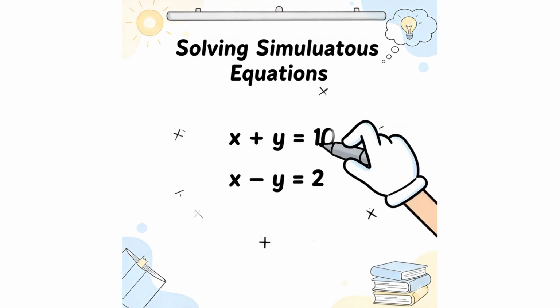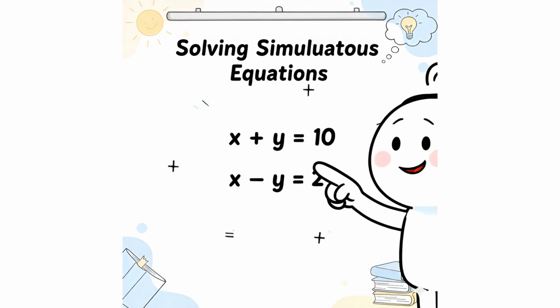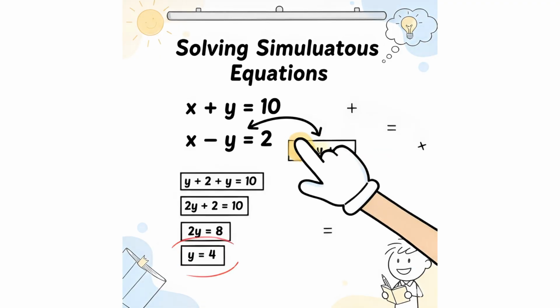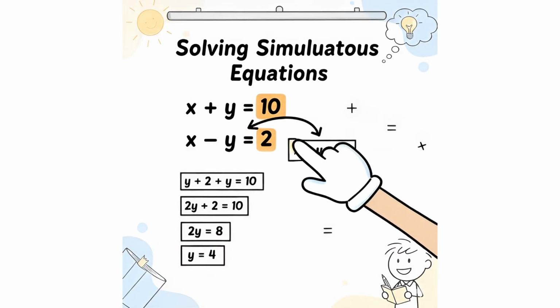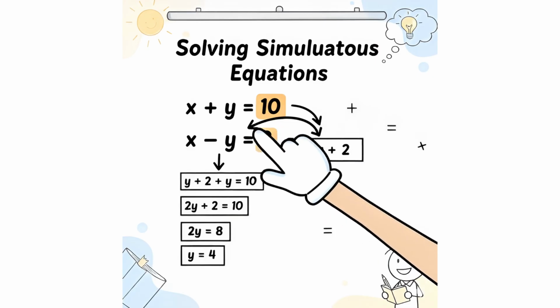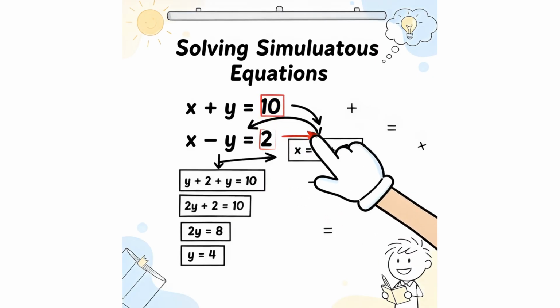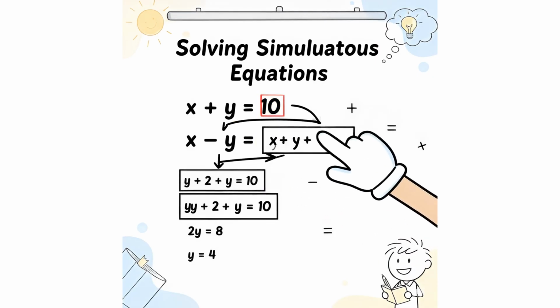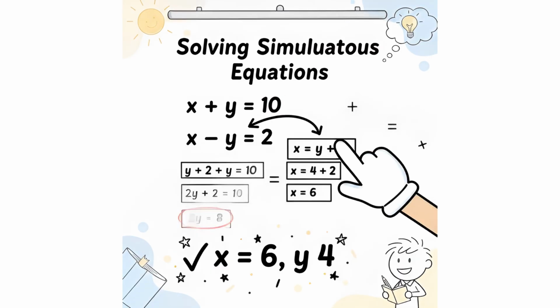Simultaneous equations are two equations with the same variables that we solve together to find values that satisfy both. Let us start with the equations x plus y equals 10 and x minus y equals 2. First, we use the substitution method by rearranging the second equation to make x equal to y plus 2.